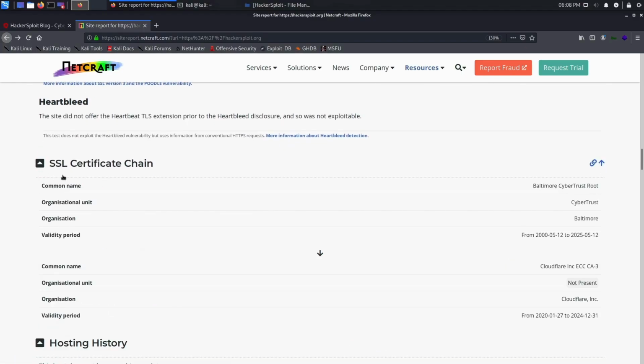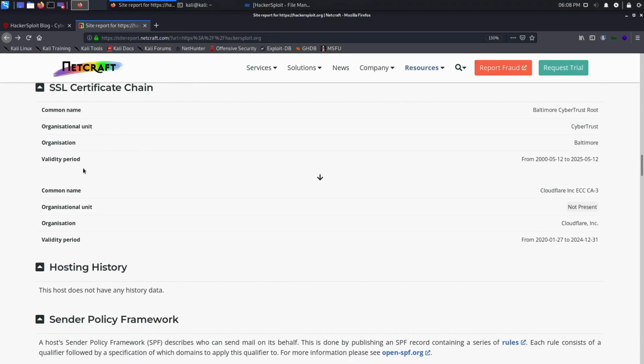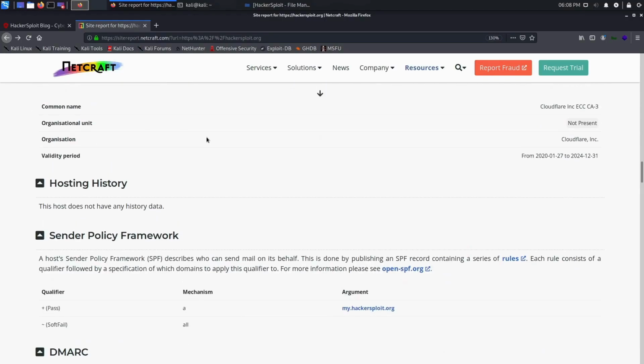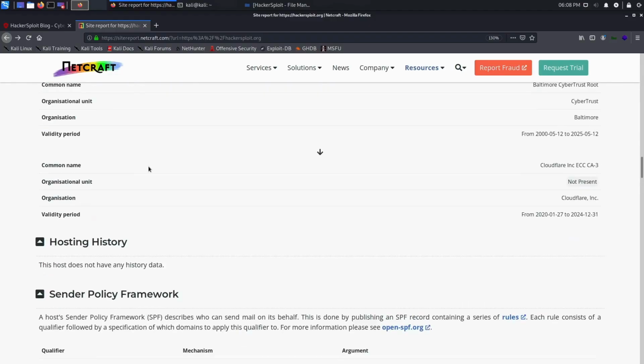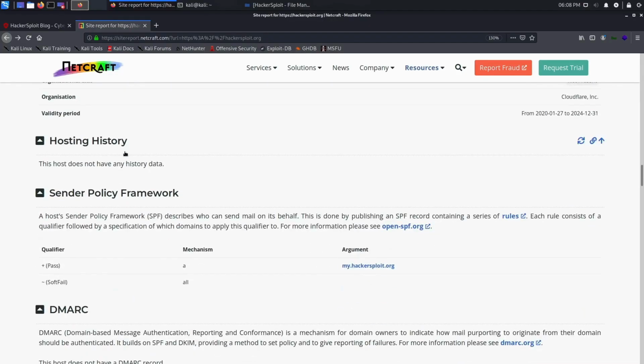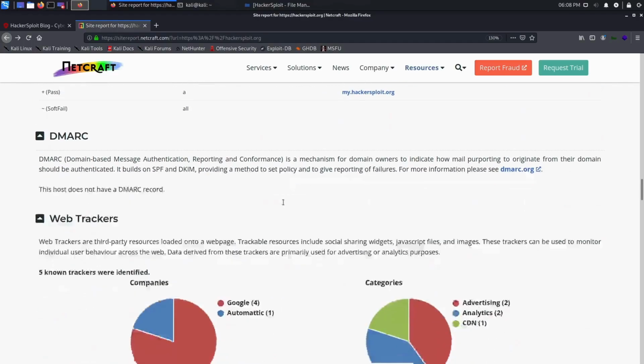You can also click on the SSL certificate chain, which will essentially give you information regarding the, as it says here, the actual certificate chain. Hosting history. This is very useful in getting an idea as to what hosting providers were used to host this website. Now, as I said, in my case, this is a site that goes through Cloudflare, which means that information will be redacted. And then, of course, you have the sender policy framework here.